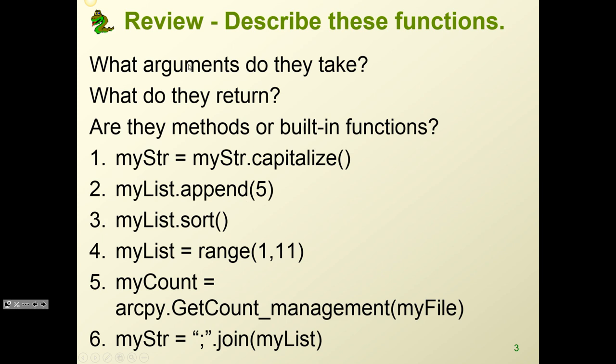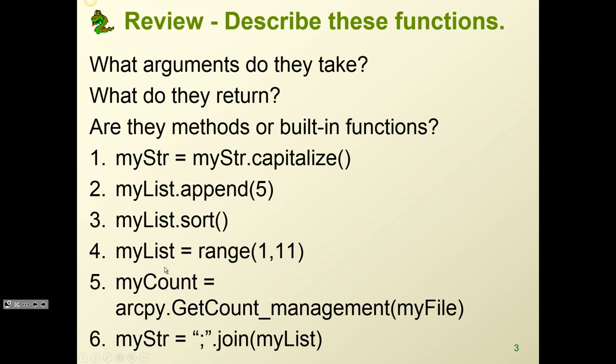Number 3. What arguments does it take? None. What does it return? A sorted list. If I said x equals mylist.sort, am I going to get a sorted list in x? No, I'm going to get None in x. It again returns None. It's an in-place method that returns None, but it does the operation of sorting the list out. What about number 4?